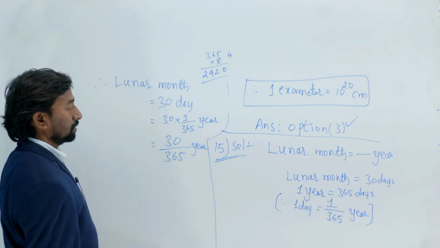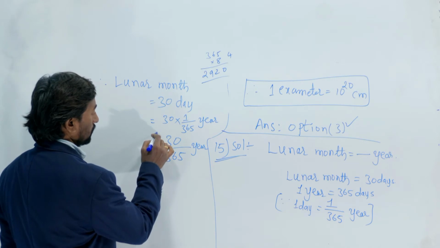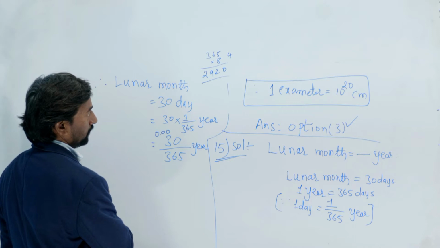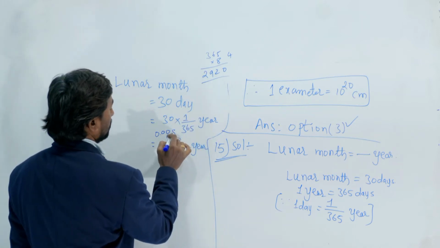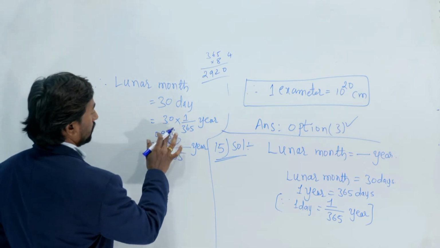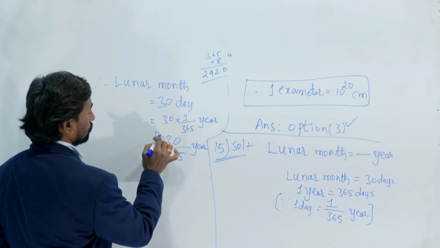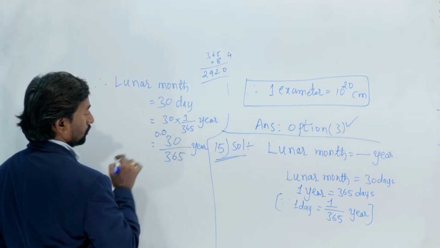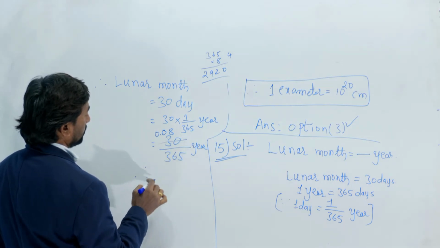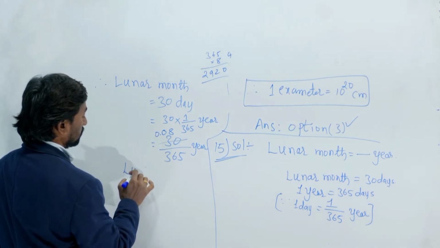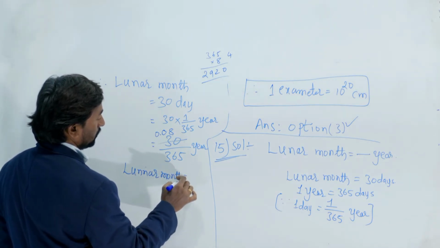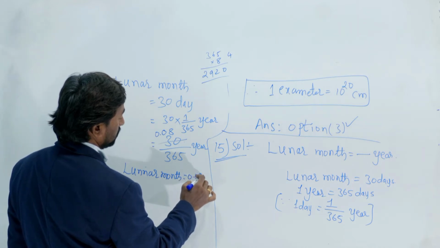Here 30 is there. So if you put zeros here, 0.0, one more 0 will come there, and here one more 0 will come there. So it will go nearly 8, no? 0.08. So for the point, 0 point, we get 0, and here one more 0, how much? 8. So therefore we get lunar month is equal to 0.08 year.